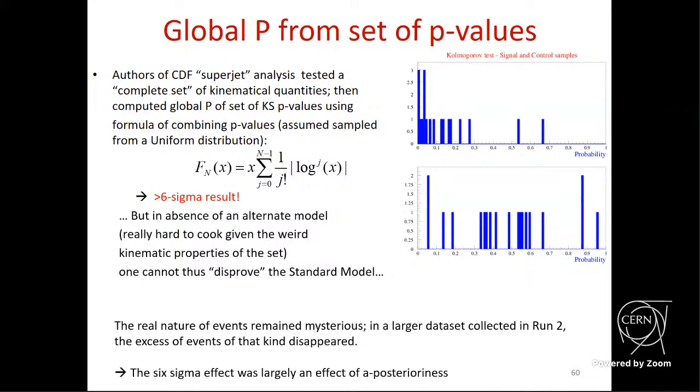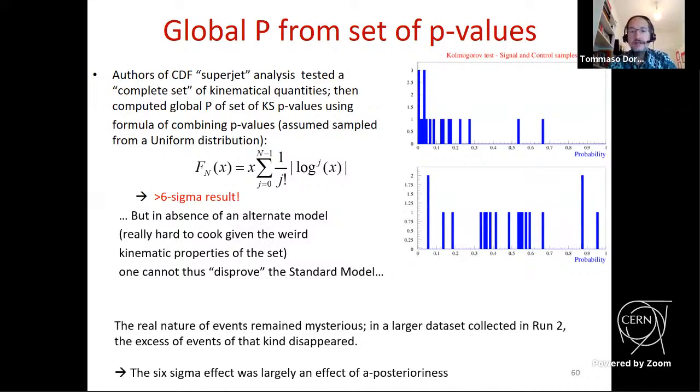So the real nature of these 13 events remained mysterious until in run 2, the experiment had the chance to collect 10 times more data, and then 60, 70, 100 times more data. And these events didn't reappear. So they were related to the peculiarities of the detector, because the run 2 detector was different, was upgraded, and also probably due to having nitpicked a region of phase space where there was a funny concentration of events.